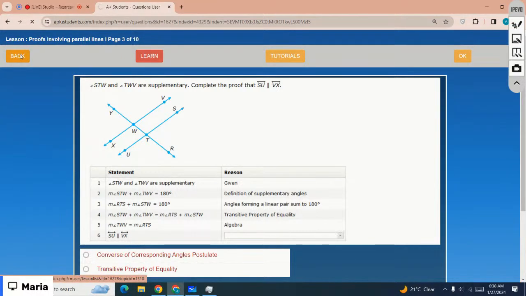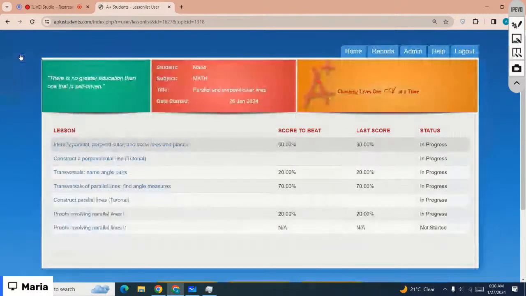So we were working on grade 10 math. The chapter we were working on is parallel and perpendicular lines. The lessons we have covered today are identify parallel, perpendicular, skew lines and planes, transversals, name angle pairs, transversals of parallel lines, find angle measures. So please make sure before the next session you complete all the practice questions for the lessons we did today. That is your homework until the next session, right?